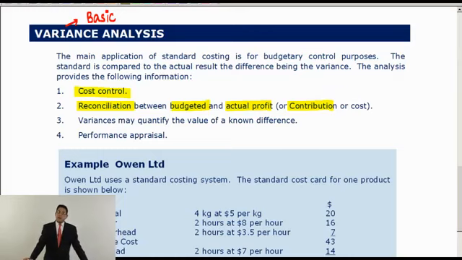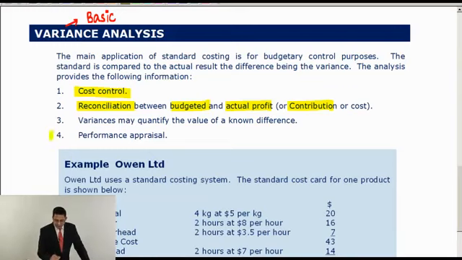Variances may quantify the value of a known difference: if a variance has occurred, there must be a reason, and the value of the reason in dollars or any other currency, so that we can take a control action. Meaning, if the material usage variance is adverse, we can work out how much extra material has been used and who was responsible behind it. Okay, we can fix the responsibility.